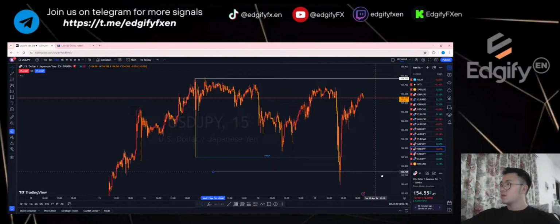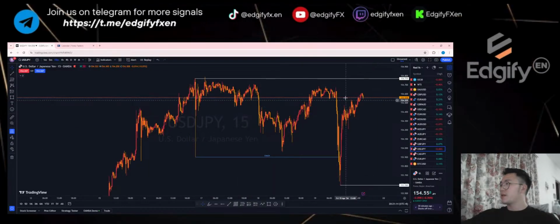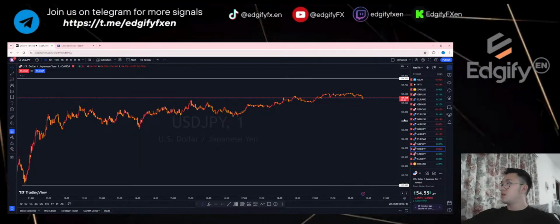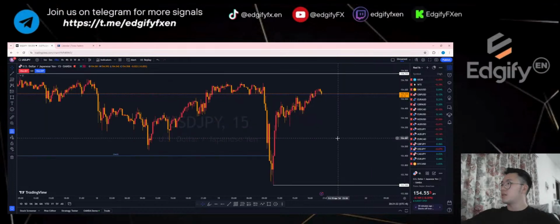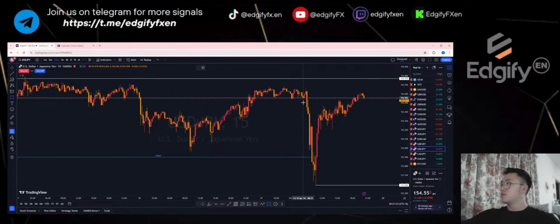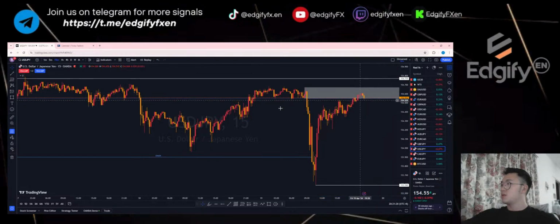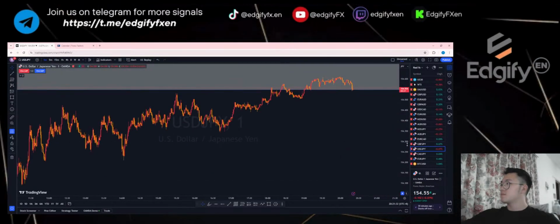At the moment right now we can be looking for sell. Let's see if we can actually get a position out of this. Okay, it's in our zone. We'll hop into the 1 minute.